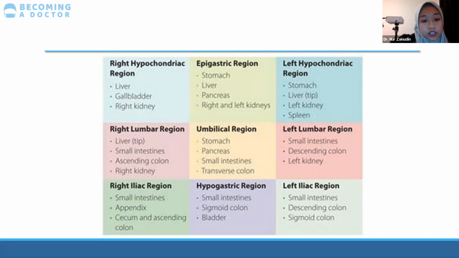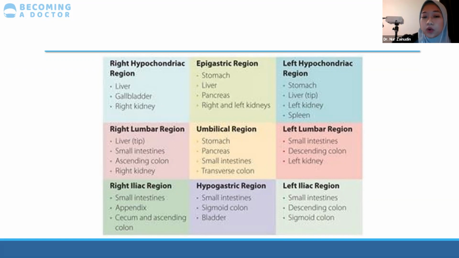Right iliac region, small intestines, the appendix, which is very important. A lot of patients present with right iliac fossa pain, and the cecum and the ascending colon. We have the hypogastric region or suprapubic, small bowel, sigmoid colon, and also the bladder. And we have the left iliac region, which is the small intestines, descending colon, and the sigmoid colon.